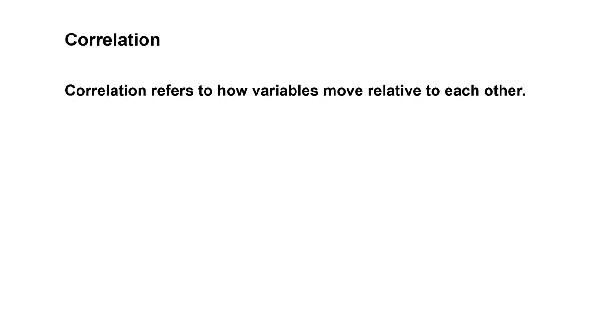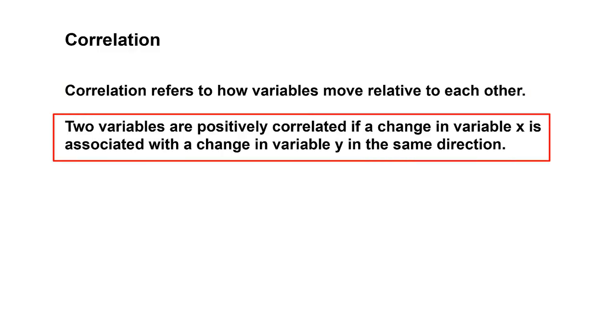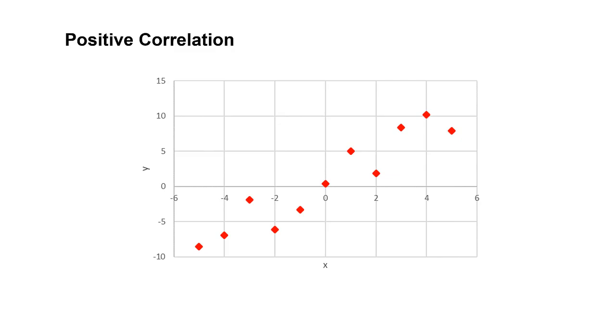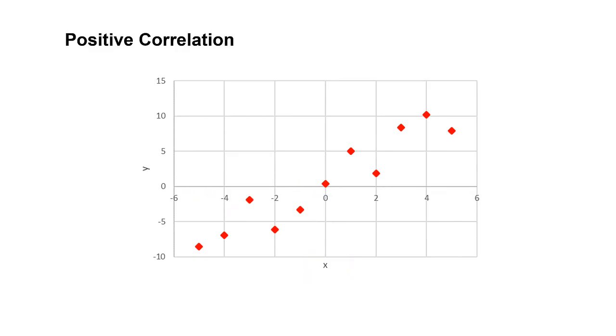So now let's talk about correlation, causation, and confounding factors. Correlation refers to how variables move relative to one another, and this will become more clear in a moment. Two variables are positively correlated if a change in variable x is associated with a change in variable y in the same direction. If I look at a scatter plot here, with y on the y-axis and x on the x-axis, you see that positive deviations in x result in positive deviations in y. Negative deviations in x in general result in negative deviations in y. And so this is known as positive correlation.